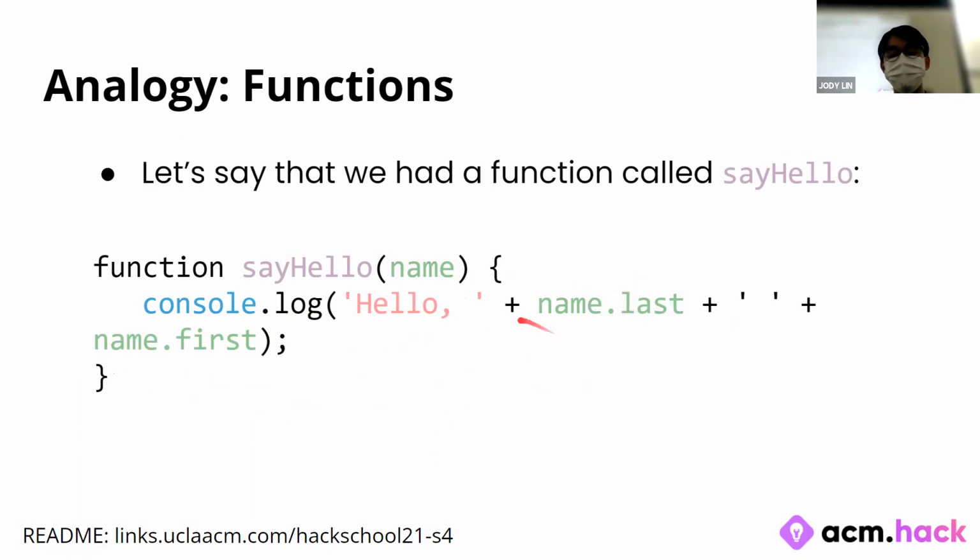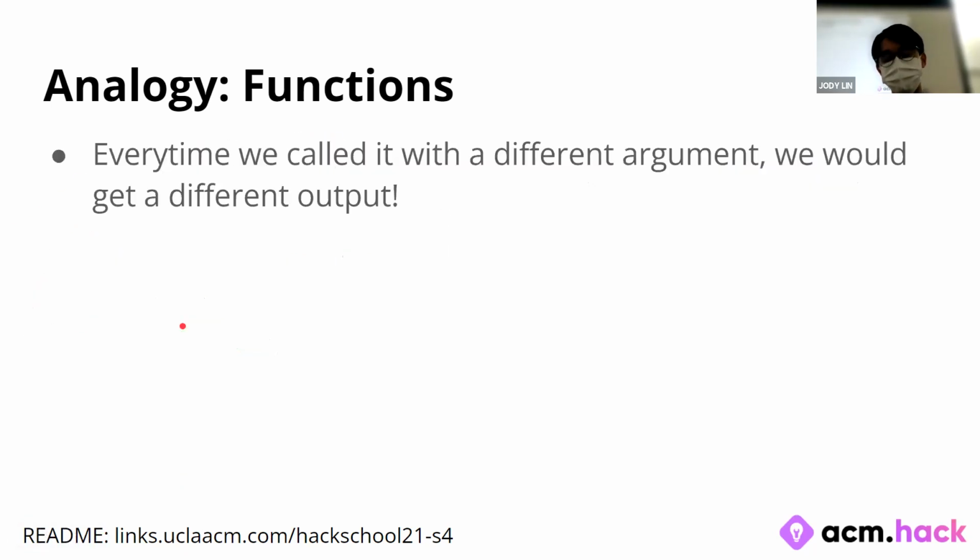So obviously, this is the last name and this is the first name. This function just does console.log hello, last name, and then first name. The reason we're doing last name and then first name is because we're Korean. Okay, so now that we have this function, we can expect that every time we call it with a different argument, we would get a different output.